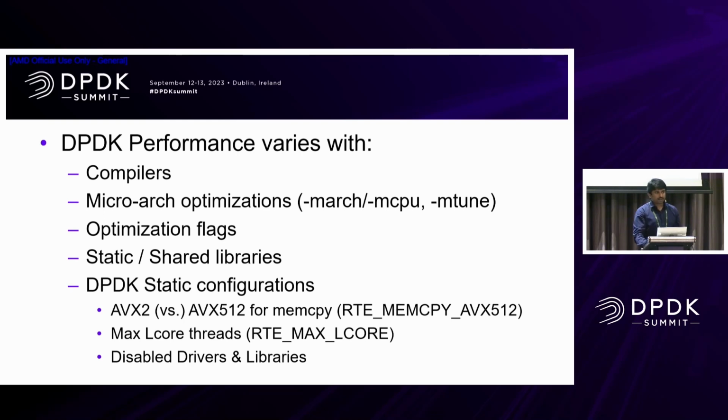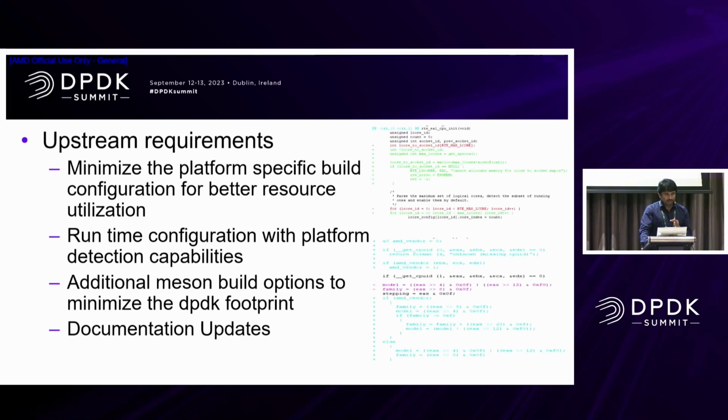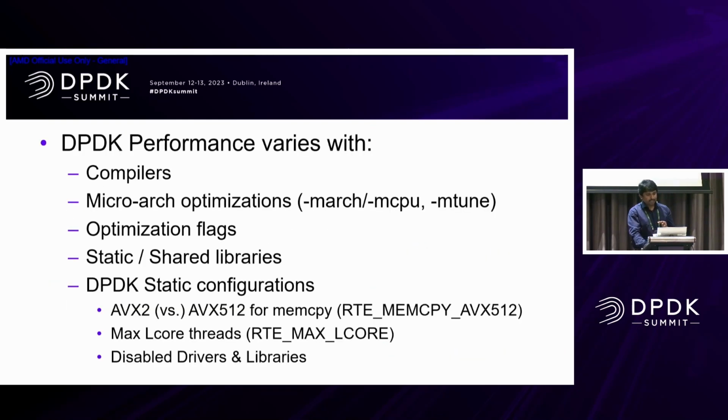This took us back to the basic approach: DPDK performance varies with different attributes. We have to make sure that we use the right compiler version, specify the right optimization flags to the compiler to create the optimal build for the specific microarchitecture, and make sure that shared libraries are used unless you really are concerned about using static libraries.